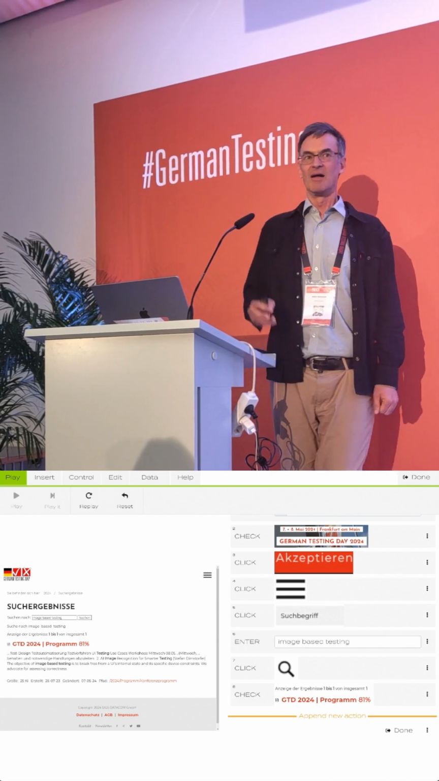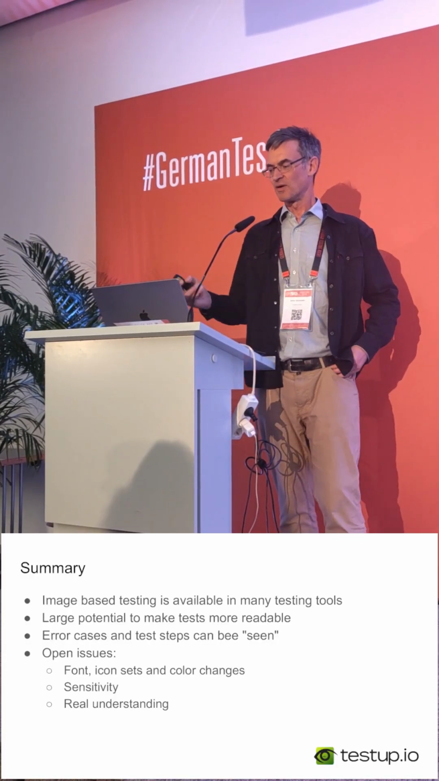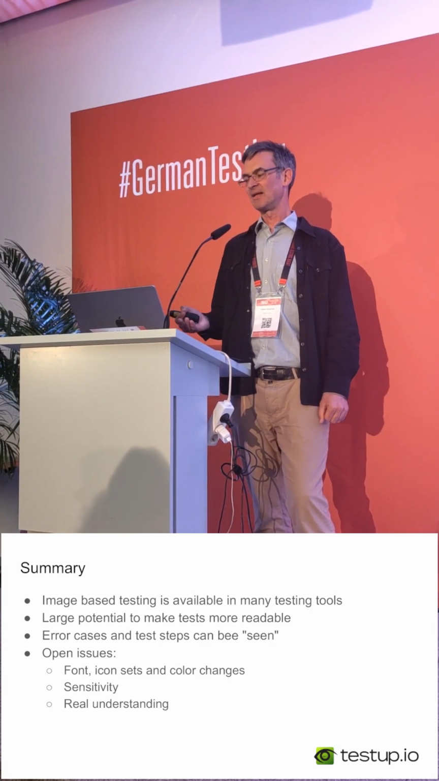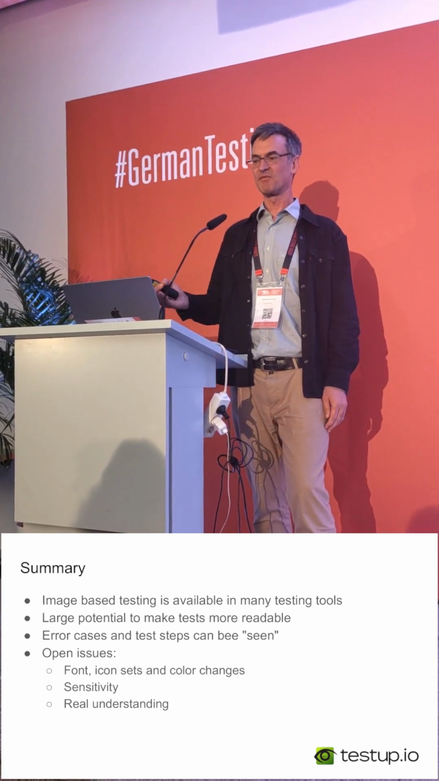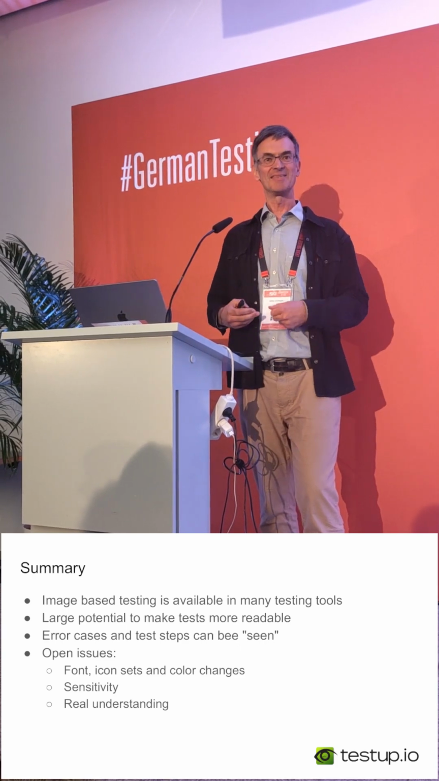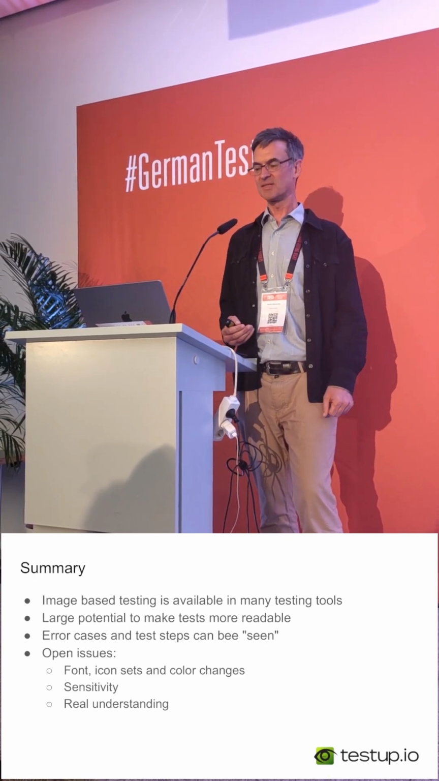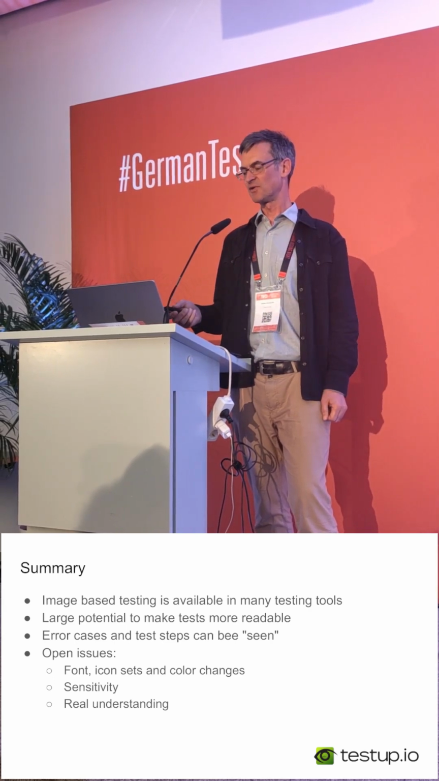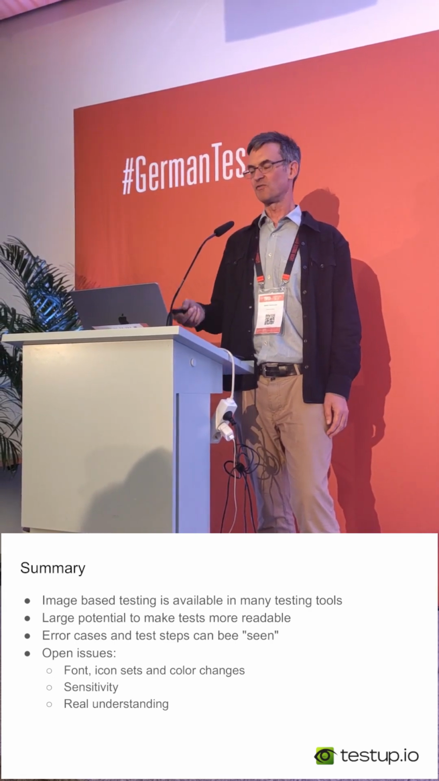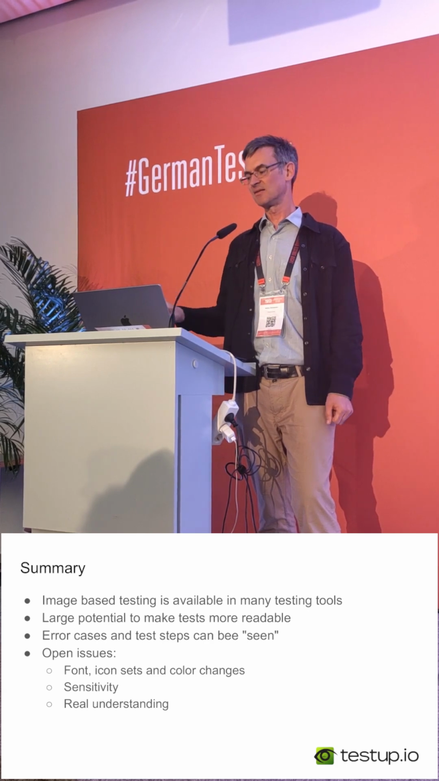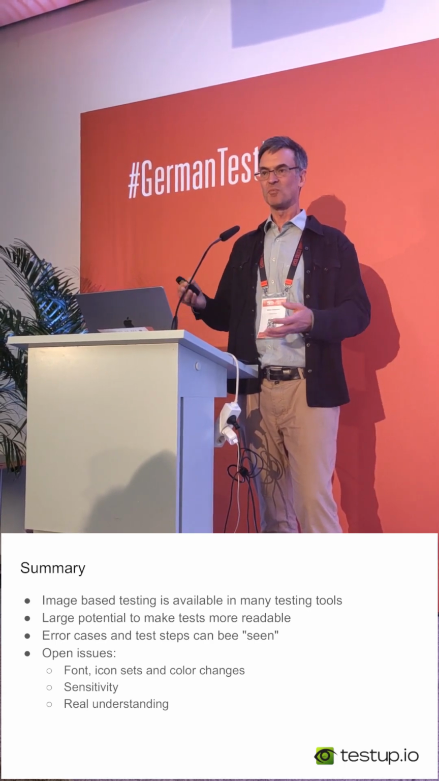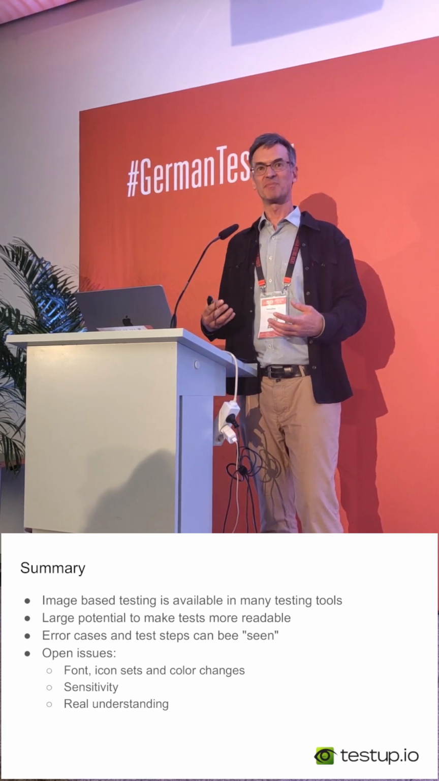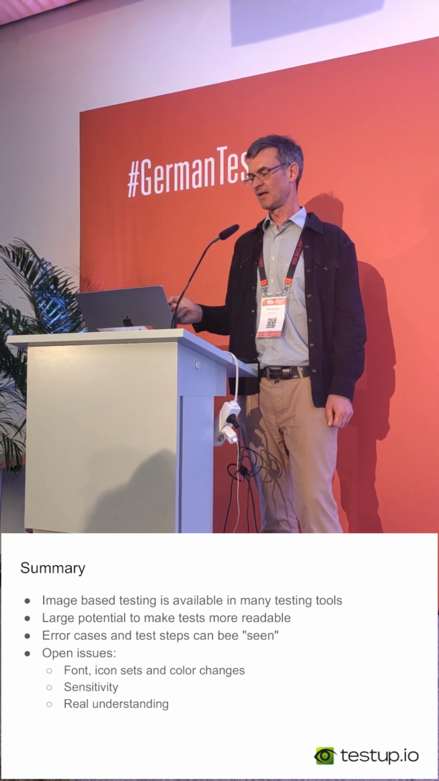So, let me summarize this talk. It is possible to use images as selectors. It has a large potential to make everything more readable. The error cases can be seen. You can always compare two images. We show them with animations, so you quickly can spot what is different. Open issues are, of course, if you have major design changes, it's difficult. Where do you put the sensitivity? It will not understand what is, from a human perspective, acceptable and what not.